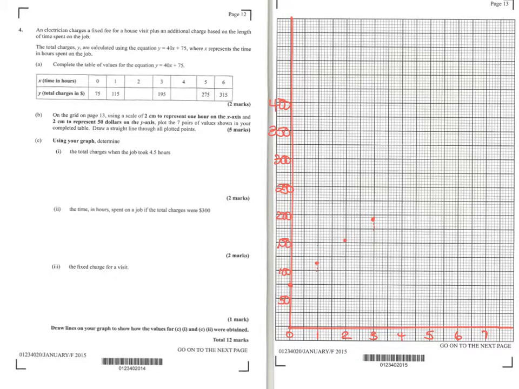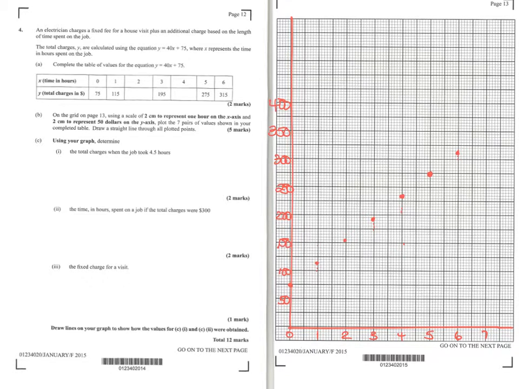4, 235. So 4, we have 200, and 5, 10, 15, 20, 25, 30, 35. Then we have 5, 275. And then we have 6, 315. So 6, 300, 305, 310, 315.